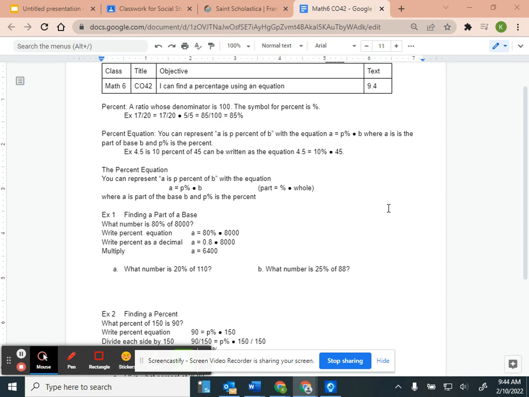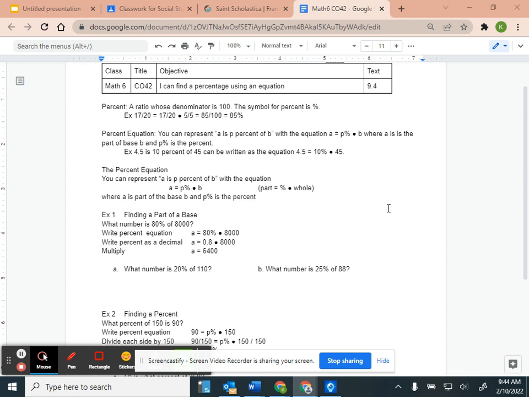Okay, today we are continuing with our percentages. We worked on converting percentages and fractions. Then we worked on converting percentages and decimals. Now we are going to find a percentage using an equation.